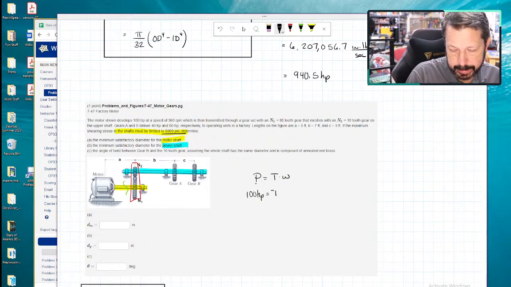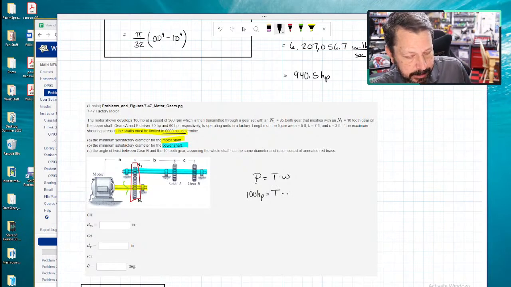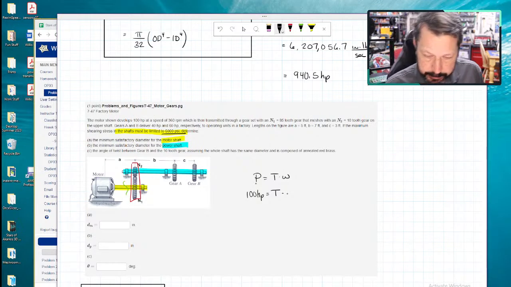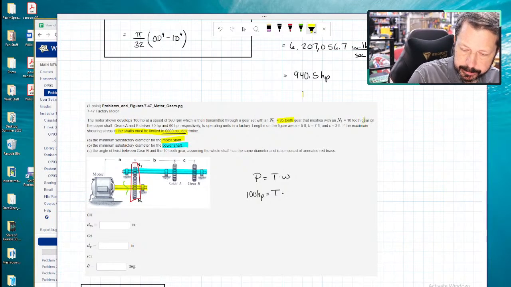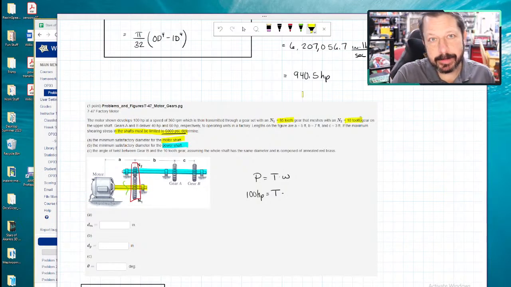We're going to find the torque. The difference is it's not spinning at the same rate. So the yellow shaft, the motor shaft, is spinning at 360 RPM, but the gear ratio between N1 and N2, the motor gear and the output shaft gear, is, for me, 85 to 10, so 8.5 to 1.